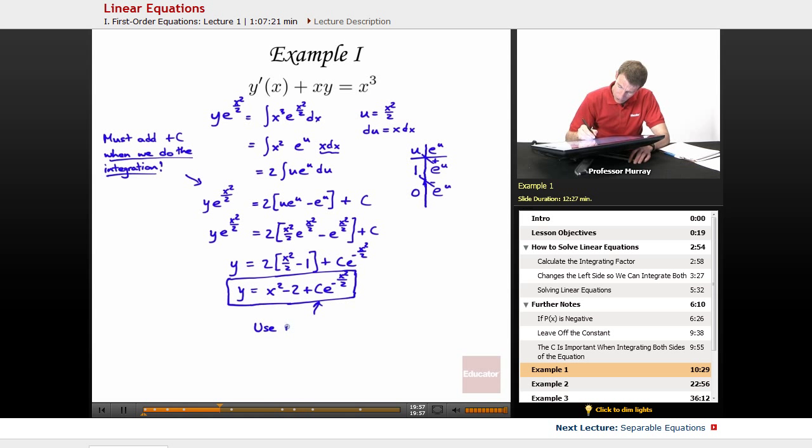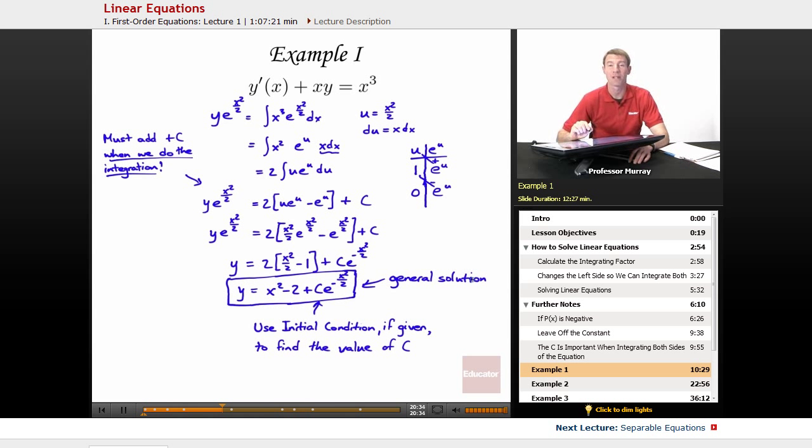So use an initial condition, if given, to find the exact value of C. In this case, we weren't given one. And if you don't have an initial condition, then you just leave it in terms of a general solution like I did here. So what we really found here is the general solution. So that's as far as we can take it on this one.